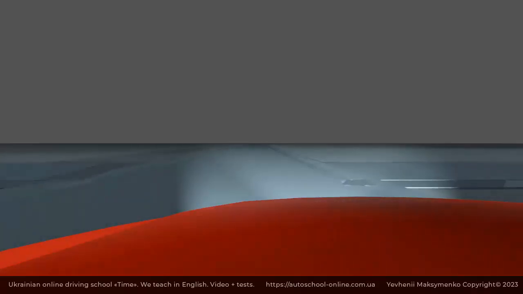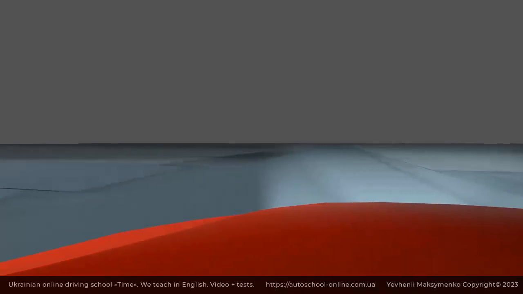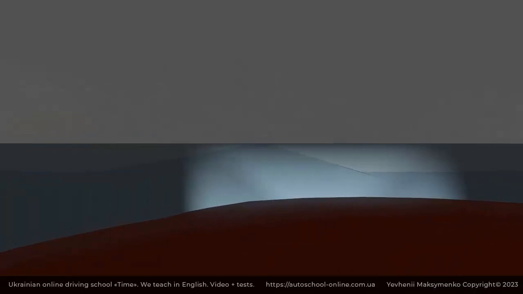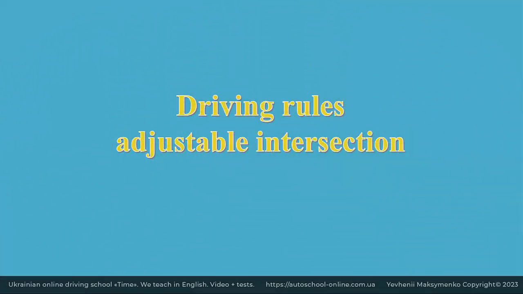Sometimes the driver cannot determine which road he is on when passing through an intersection. There may be no identification of the road surface due to dark times of day, mud, snow or other circumstances. At the same time, there are no priority traffic signs. In this situation, the driver should consider that he is on a secondary road.